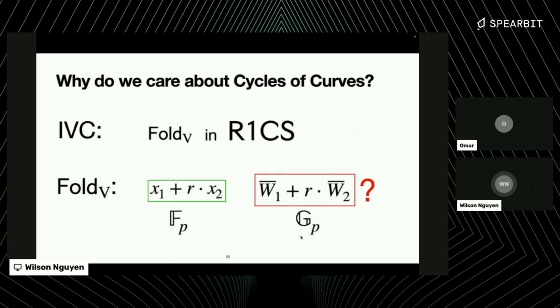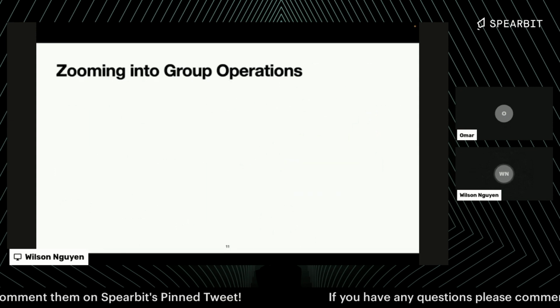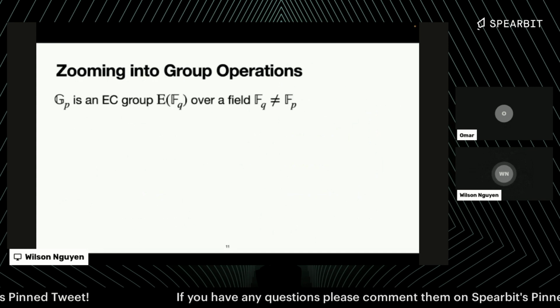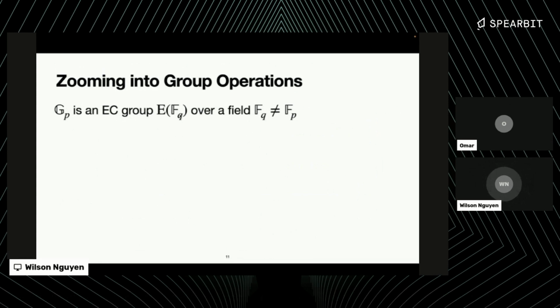So how do we actually express these group operations within a constraint system? Well, I guess we're going to have to dive deeper into what these groups actually are. So if we look into the group operations, this group is actually an elliptic curve group over a field. This is called the base field. That's different from the scalar field. So the scalar field has order p, which means that the size of this field is a prime p that is equivalent to the size of this group. This base field has size q, and it's different from the scalar field.